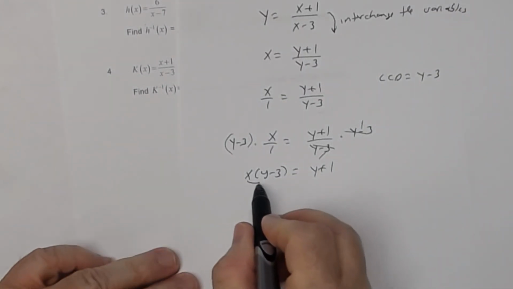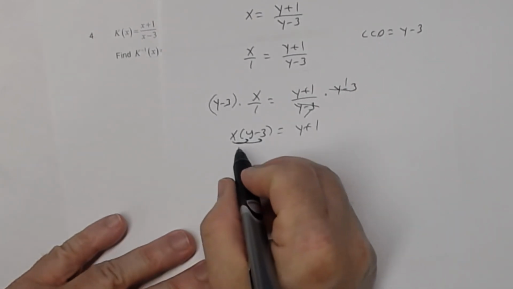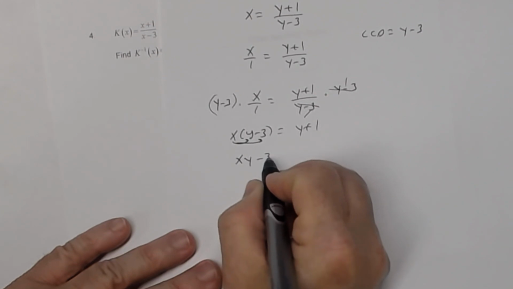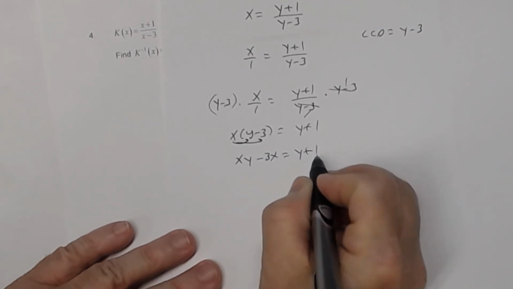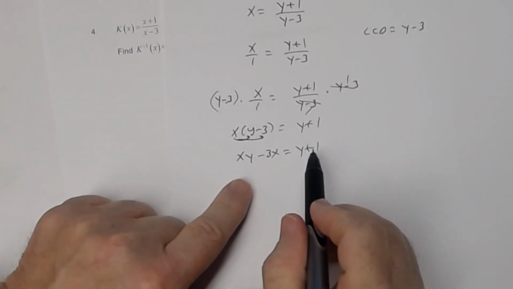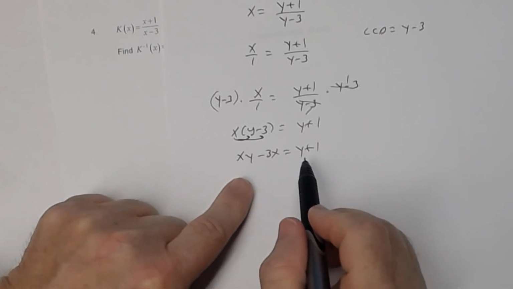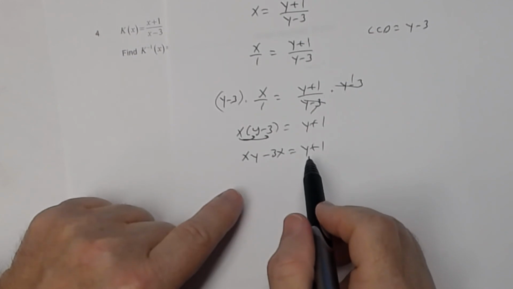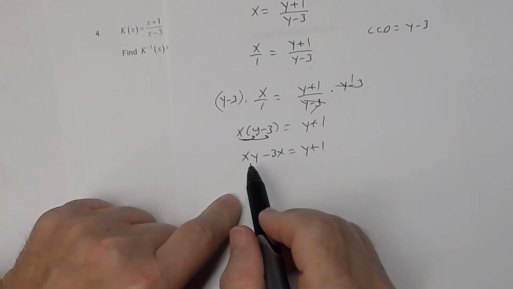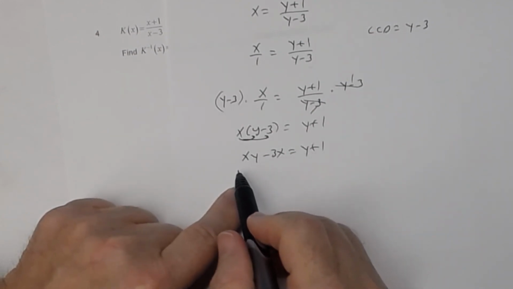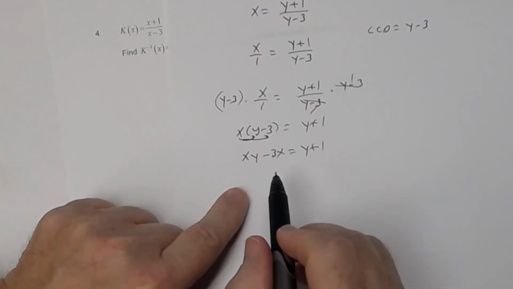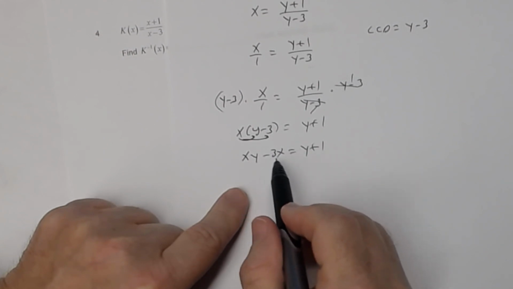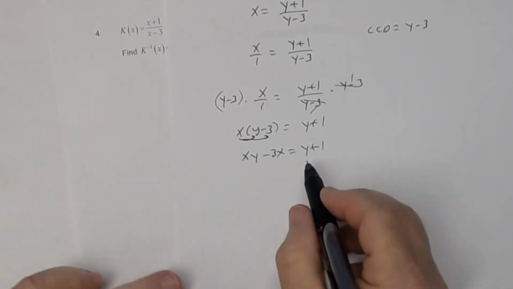So first of all, when you distribute, you have to do that first. When you distribute, you get xy minus 3x equals y plus 1. Now notice there are 2 terms involving y, and they're on different sides. What you have to do at this point is bring all the terms that involve the factor y to one side, everything else to the other. So you have to bring this y to this side and this negative 3x to the other side. Let's do this one first.